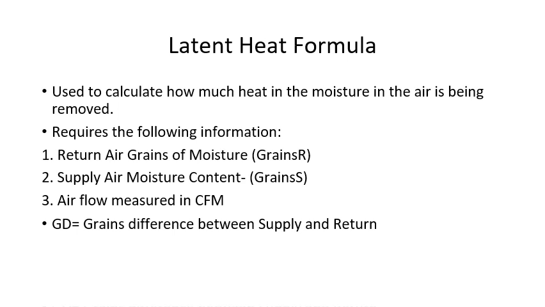Now, when we see GD, that's grains difference between supply and return. So if you remember the sensible heat formula, we were looking for temperature difference between supply and return, or our temperature split. Now with the latent heat formula, we're looking for our grains of moisture difference between supply and return. So it's a similar concept. Instead of dry bulb temperature this time, we're looking at grains of moisture difference between supply and return.